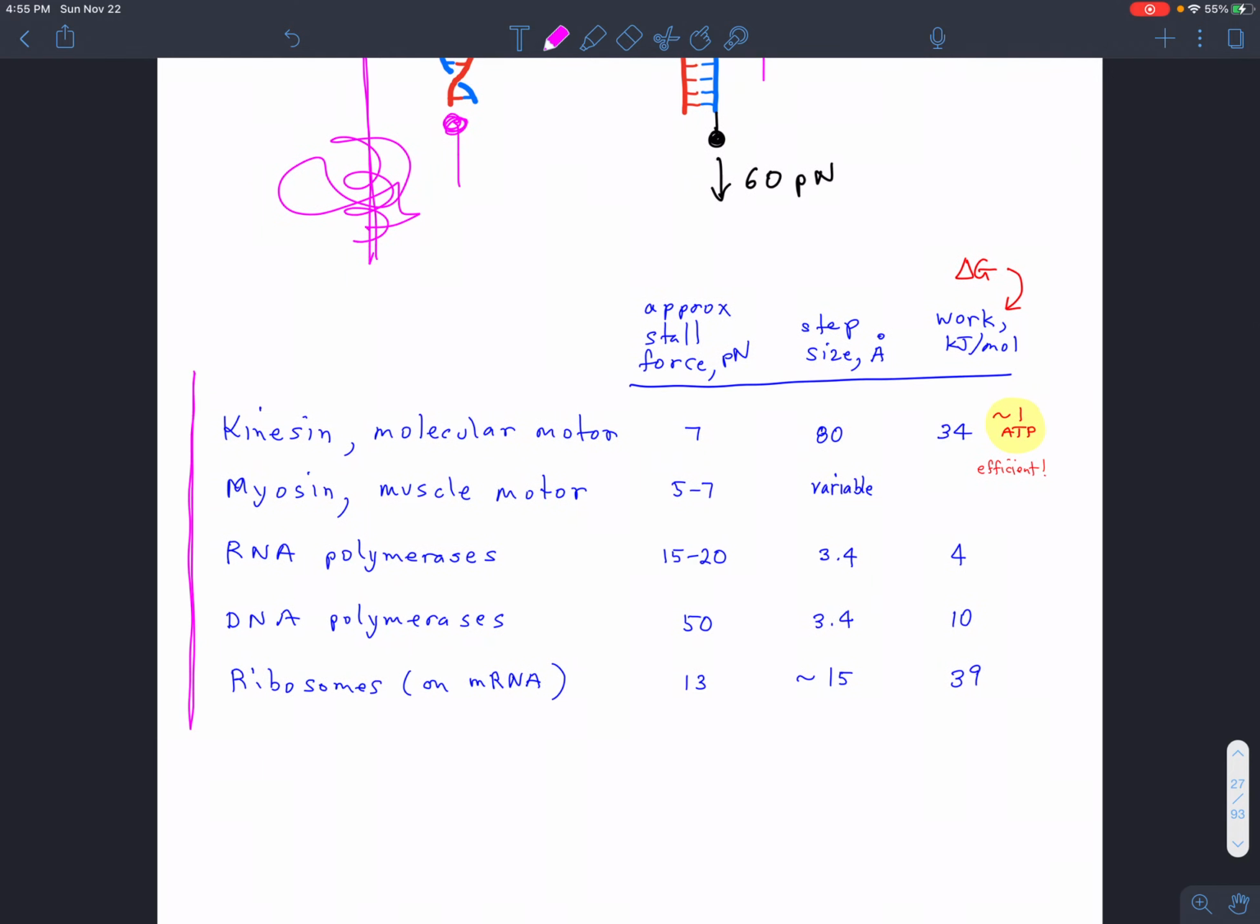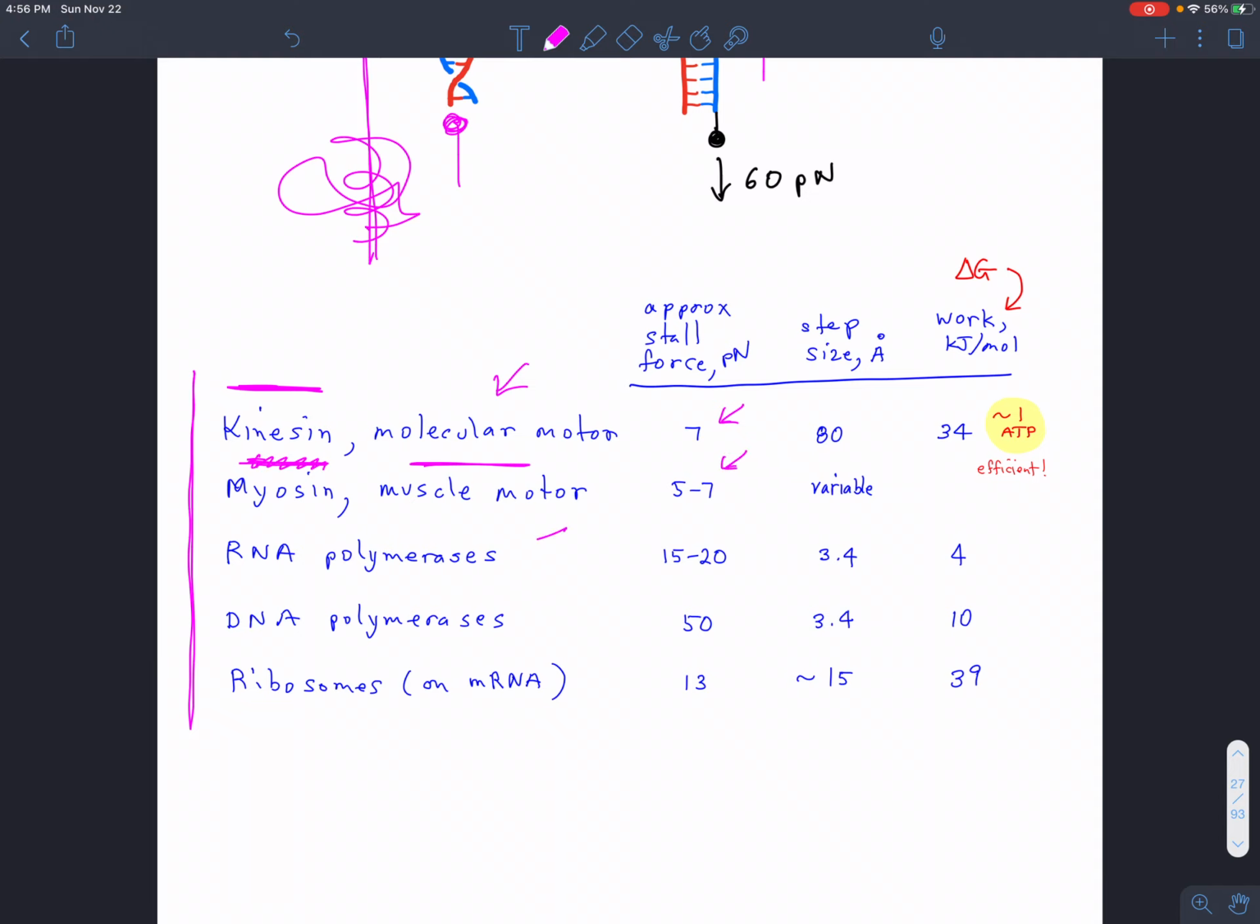Another comparison, here are a whole bunch of other machines that generate forces. Some of them are actual motors. Kinesin, we looked at, that's a transport motor that moves cargo along microtubules. Myosin is the motor that's in your muscles, in huge numbers in your muscles, in order to generate every force by every muscular being there is, every eukaryote. There are also versions of myosin that walk along actin filaments.